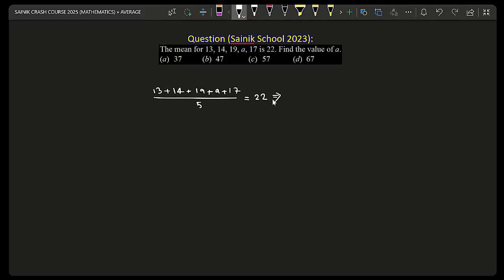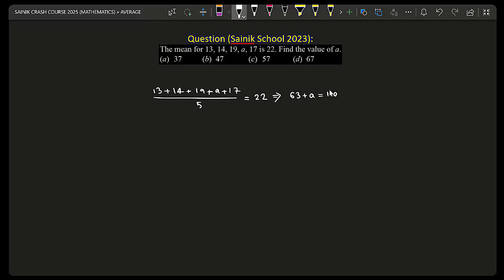But the numerator we can add now. What is 13 plus 14? Sir, 27. 27 plus 19. Sir, 46. 46 plus 17. Sir, 63. So we got 63 plus A is 110.